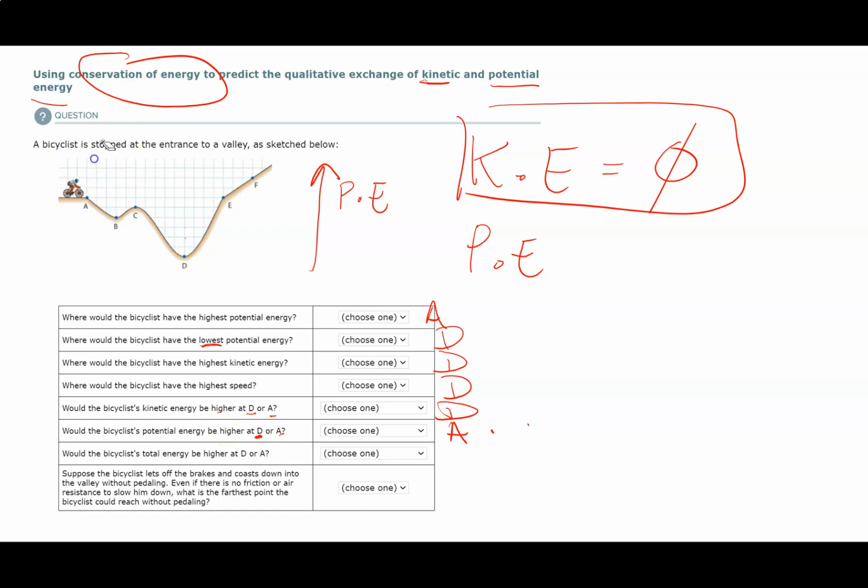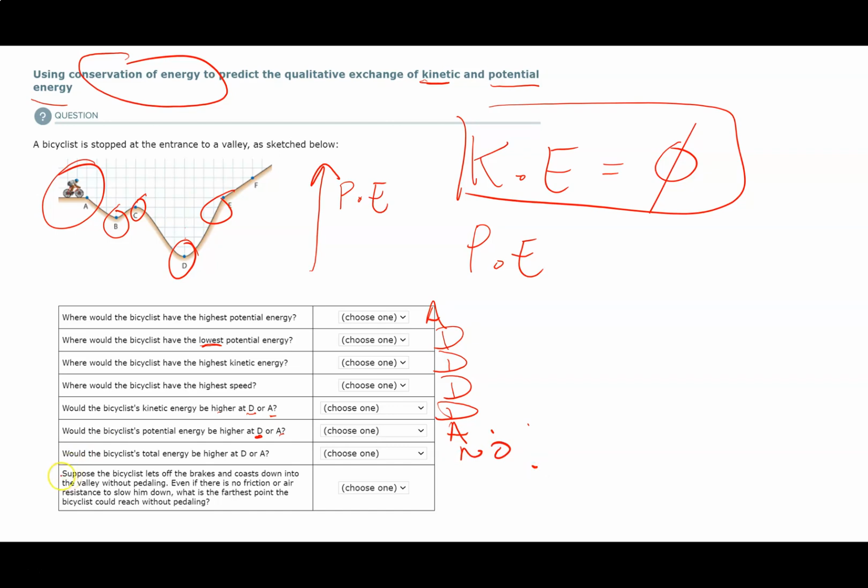And then this next one is interesting. Would the cyclist's total energy be higher at D or A? The important thing is that the energy doesn't change, right? It just gets converted from one form to another. So the total energy that we have at the beginning is the same as the total energy at any point along the path. You just have different amounts of potential energy and kinetic energy. So the answer to that one is going to be no.